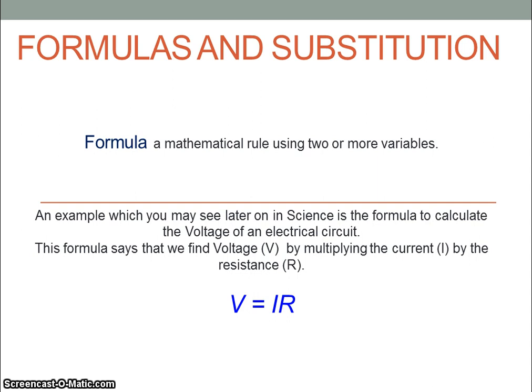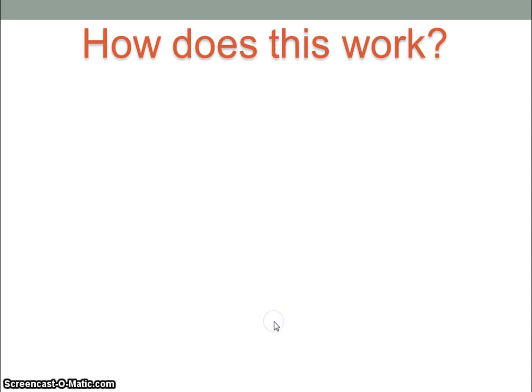The formula to calculate the voltage of an electrical circuit is given by: the voltage V is found by multiplying the current I by the resistance R, and we end up with this formula here: V equals IR, or I times R. Remember, we don't write the multiplication symbol. So how does this work?